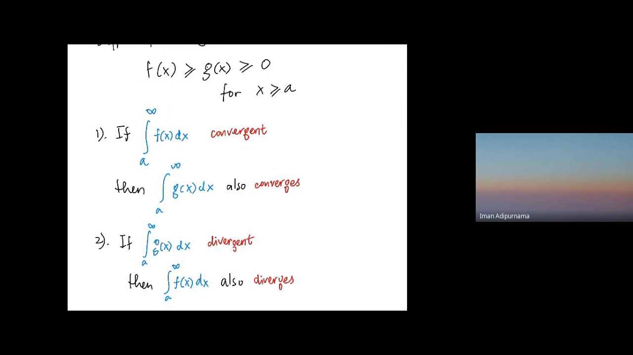So f greater than g greater than 0. If the integral of f converges, because f is greater than g, of course the integral of g will also converge. If g diverges, g is smaller than f, of course f also diverges. But there are some things that you need to make sure. First, the statement of f greater than g, you need to prove first. If you want to compare some unknown function with another function, you need to prove that this is true. Then you can go for the other statement. For example, if g is converged, how about f? Not necessarily converged, right? Because g is smaller than f.